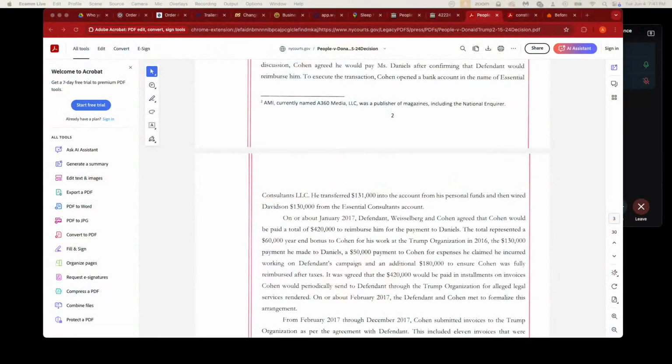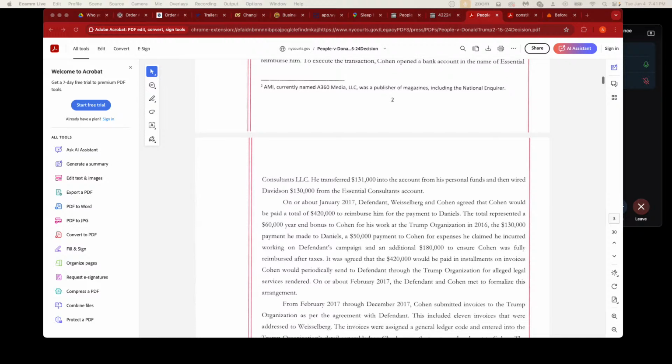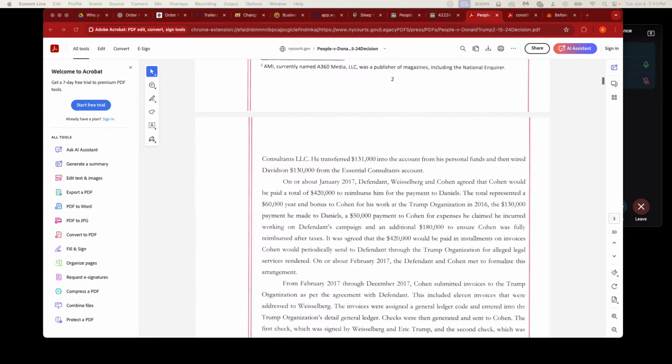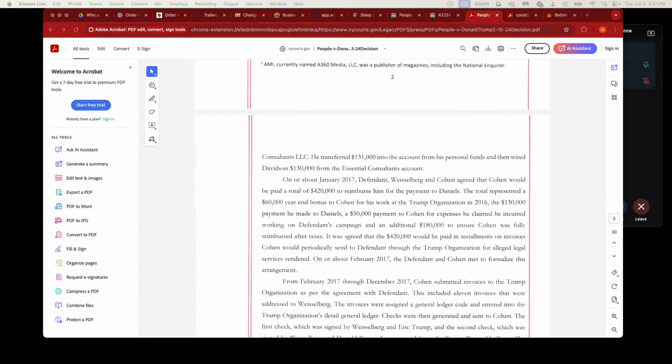He opened a bank account in the name of Essential Consultants LLC. He transferred $131,000 into the account from his personal funds and then wired Davidson $130,000 from the Essential Consultants account. Let me put it back on the screen. On or about January 2017, defendant, Weisselberg and Cohen agreed that Cohen will be paid a total of $420,000 to reimburse him for the payment to Daniels. So someone else paid, and then they funneled the money back to themselves.